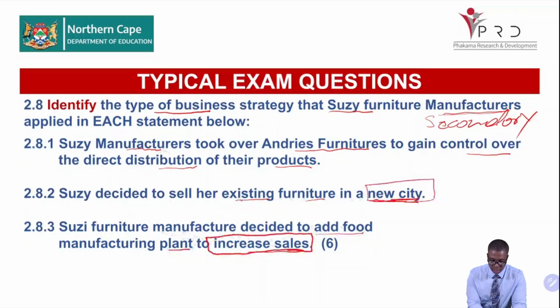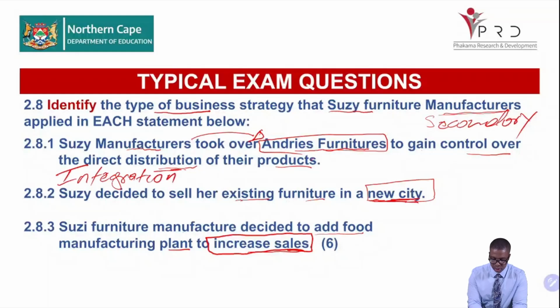Now let's go back up to say, what is the answer here? Taking over Andries Furniture to gain control over the direct distribution. Therefore, this should be integration. Integration strategy.